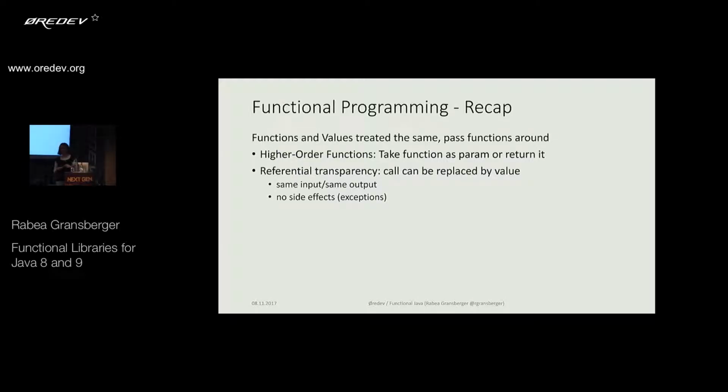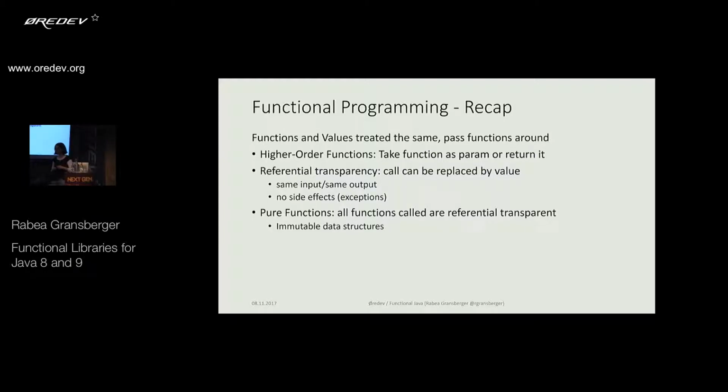Then we have referential transparency, which means that every call should be able to be replaced by its value. If you think of Math.random, for example, you cannot replace a Math.random call by its value, because it will always be different each time you call it, right? So this function wouldn't be referentially transparent. All the functions have to be side effect free, which also means that you're not allowed to throw an exception, because exceptions break the normal control flow and are side effects as well.